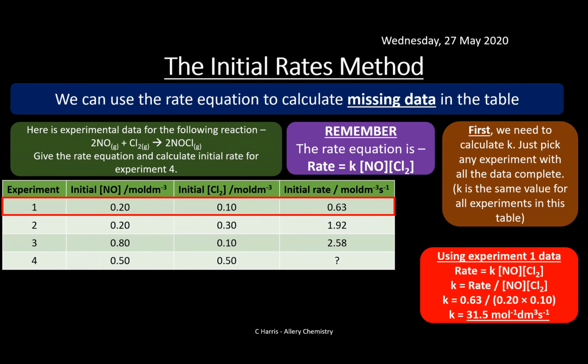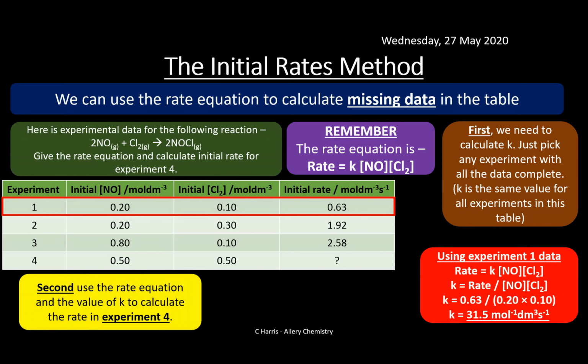We're going to use experiment 1, and so we're going to use the data in here. So rate equals k, concentration of NO, concentration of Cl2. We rearrange the equation to make k the subject. We then put the numbers in, 0.63 divided by 0.2 times 0.1, and then we get the value of k to be 31.5 moles per decimetre cubed per second. Okay, so we put all our numbers in there and we get the value of k. Now k is the same, like I say, for all of them.